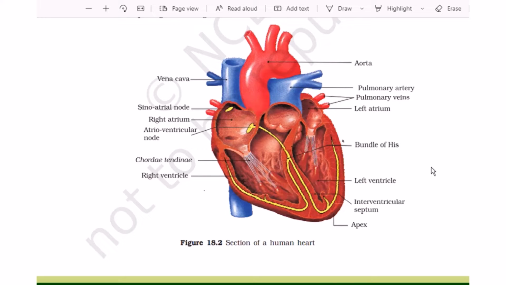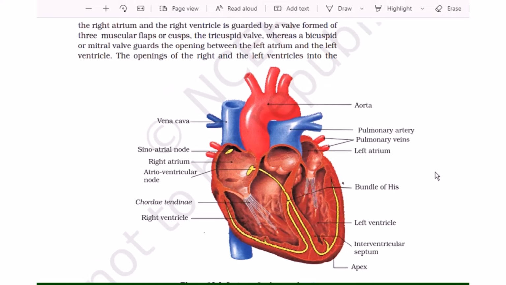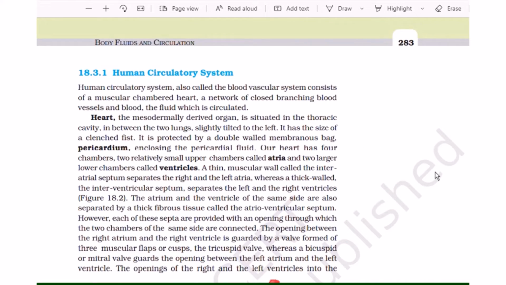In today's video, I will be explaining the human heart. For those of you who are from the Indian curriculum, this is the NCERT textbook. And for those who are not from the Indian curriculum, what I am going to explain is going to be helpful for you as well.